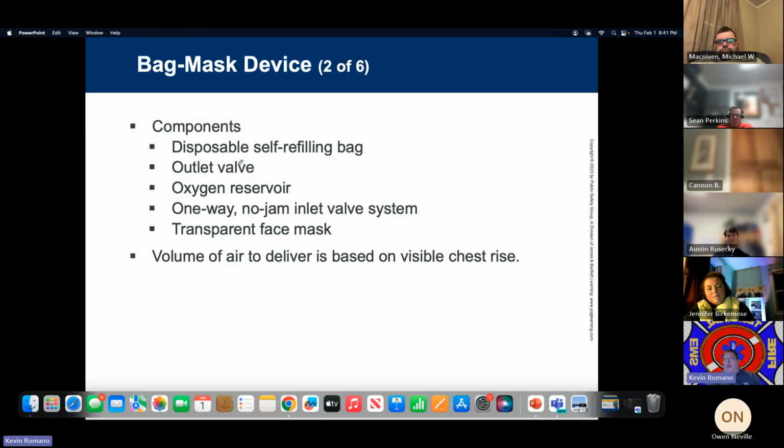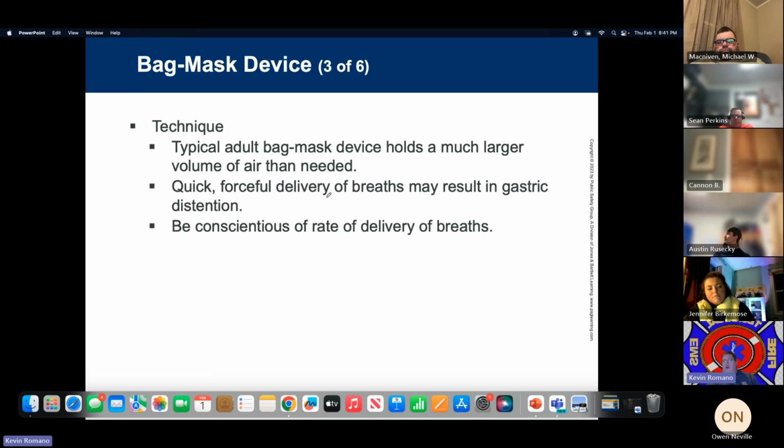All right, so components, obviously we went over all these different things. I just showed you guys all those. Technique. Quick forceful delivery bypasses the trachea, goes into the esophagus, causing gastric distension, which pushes up on the diaphragm, which makes it harder for the heart to pump, or your CPR becomes more ineffective because of it.